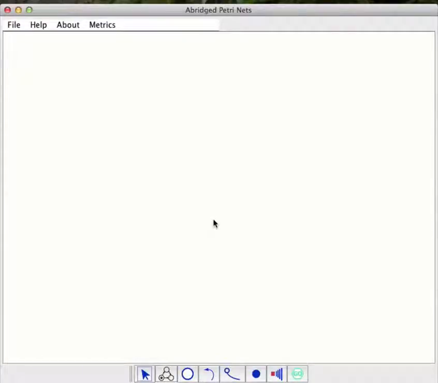Greetings! This tutorial introduces some basic features of Abridged Petri nets. We start with a very simple model that consists of three components that each can be in three possible states.